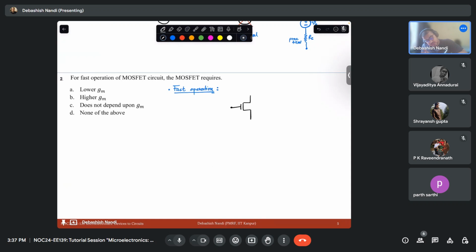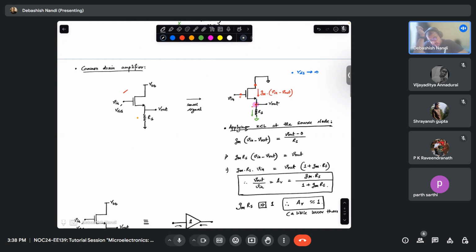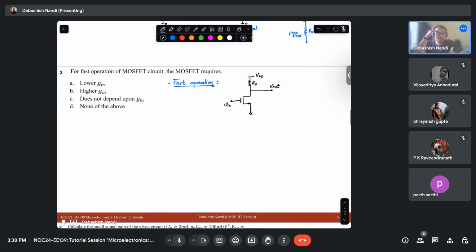So let's say this is a common source amplifier. This is your V in. This is your VDD. Let's say this is your RD, and this is your V out. Okay. By the way, did I use correct symbols? Yeah. So what does fast mean?